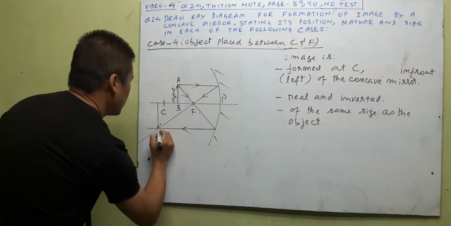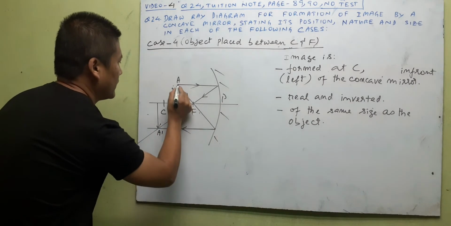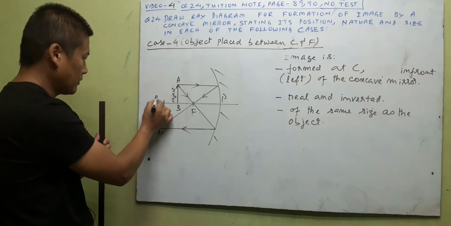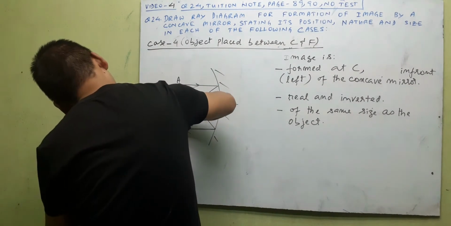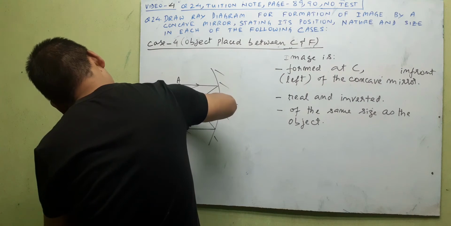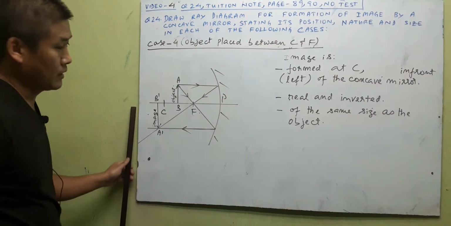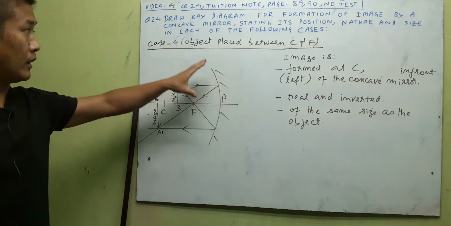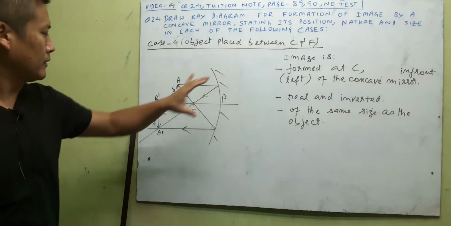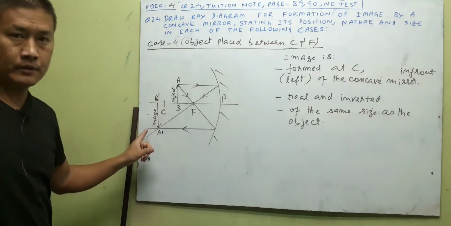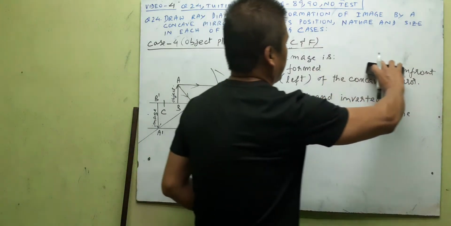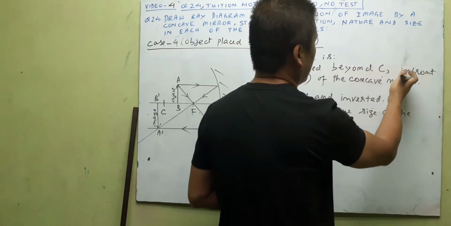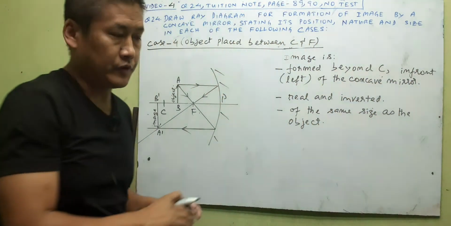Mark this as the top of the image, because these rays are coming from the top of the object. So this will also be the top of the image, right? A dash, B dash, and this is your image. Now, where is the position of the image? When the object is between C and F, the image is formed beyond C, right? So let us write here, formed beyond C, still in front or left side of the concave mirror.